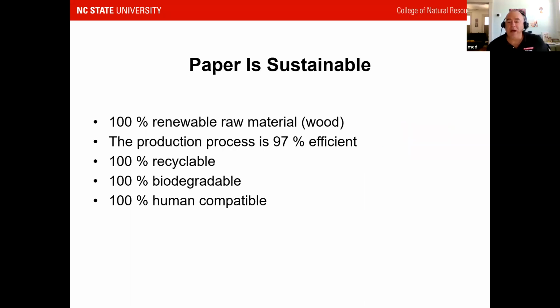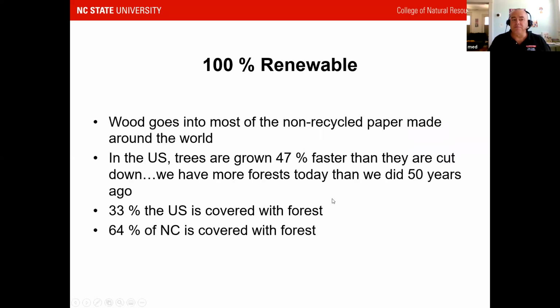Why? Well, paper is sustainable. It is 100% renewable, 100% recyclable, 100% biodegradable, 100% human compatible, and the process we use to turn biomass into paper is one of the most complex and efficient in the world in industrial America. So let's take each one of those points.